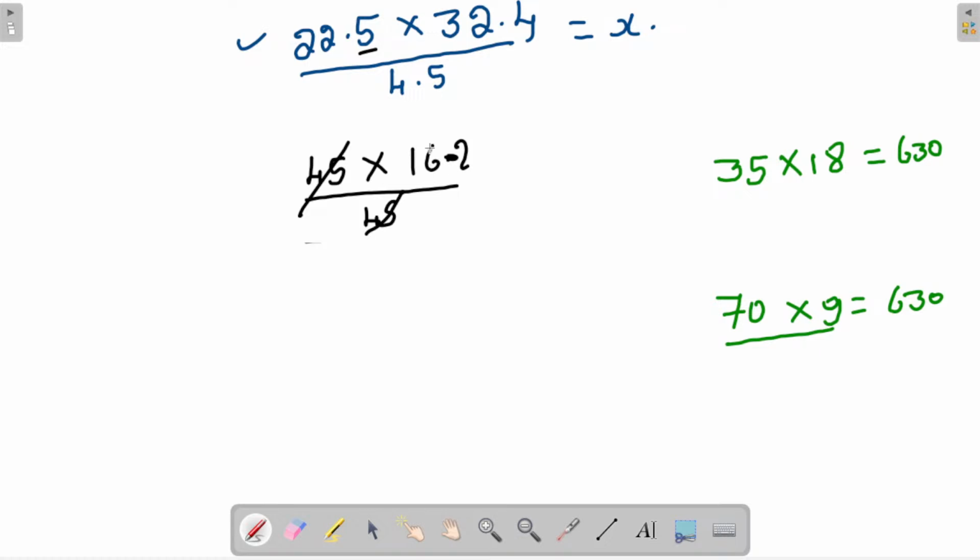162. It is the most important method in arithmetic, in aptitude. Write on this example, and in the note I will tell. First write on this example. Write on these two examples also. 35 into 18, I can write it is equal to 70 into 9 also.